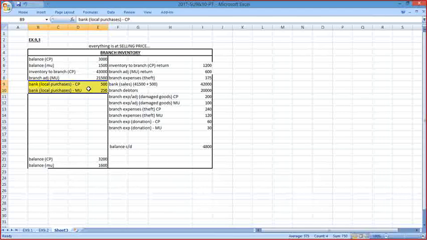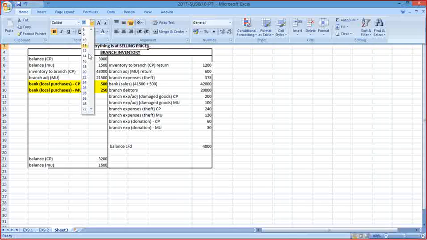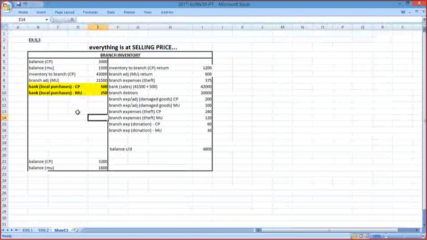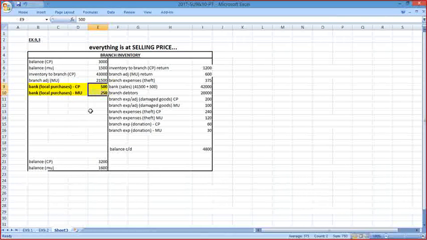The last point says that inventory purchased locally was sold at cost price. So that is the 500 which we recorded next to the 41,500. Yes, and that was the cost. You still need to provide for the markup because everything in this is at selling price. Okay, what's the next point? No, that's the last one.